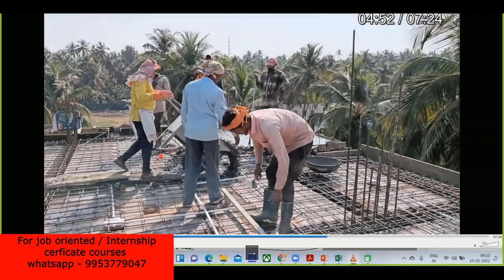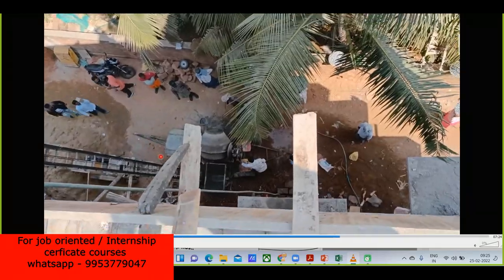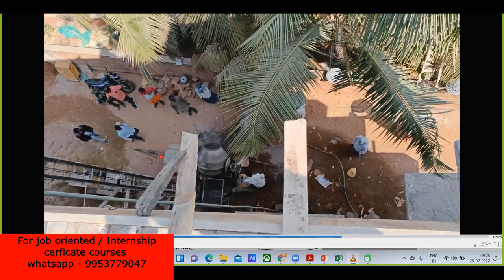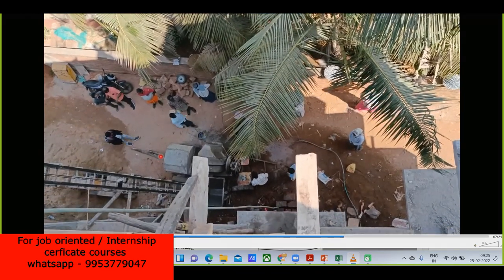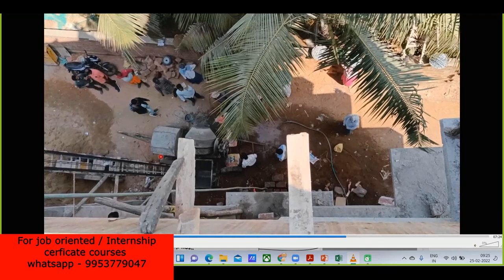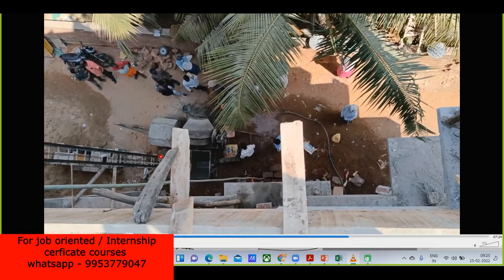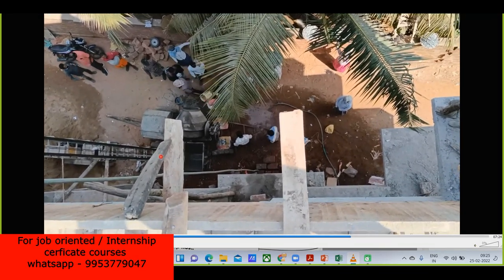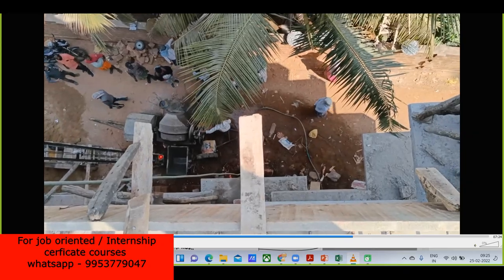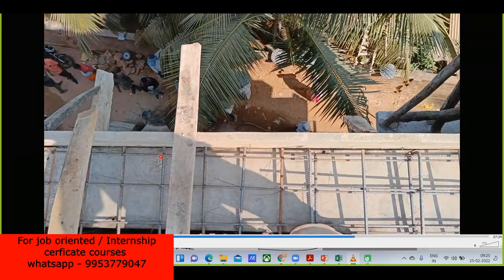Okay, let me go forward a bit. And this is your mixer machine, like I mentioned. So all these things are nominal mix. We have two types of mix, one is nominal mix and one is design mix. Design mix is always good because that is where the weigh batching comes into play. Here it's volumetric batching. That means there is no weigh batching.